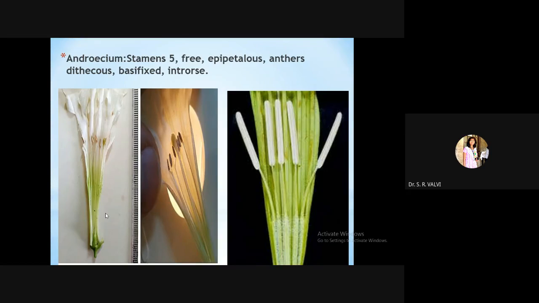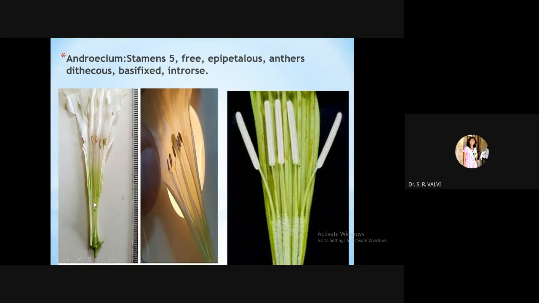Now come to the 5. The 5 is nothing but they are 5 in number. 5 cube, and 2 is nothing but the gynoecium is 2. So likewise you have to remember the floral formula of this Datura plant: 5 cube 2. All the members are 5 in number, and the gynoecium is 2. Carpel is 2.